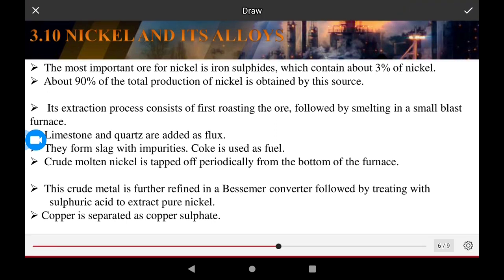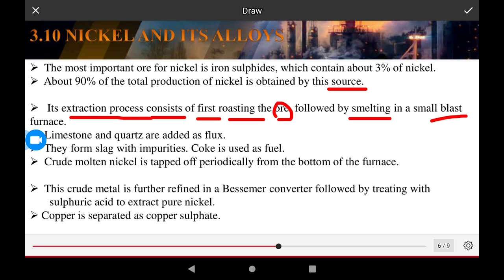Nickel and its alloy. The most important ore for nickel is iron sulfide that contains about 3% nickel. About 90% of the total production of nickel is obtained from this source. The extraction process consists of first roasting the ore, followed by smelting in a small blast furnace.